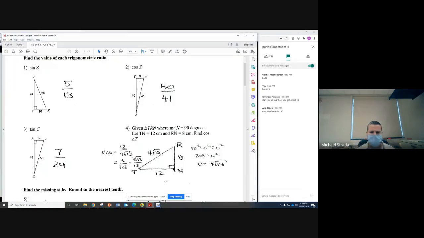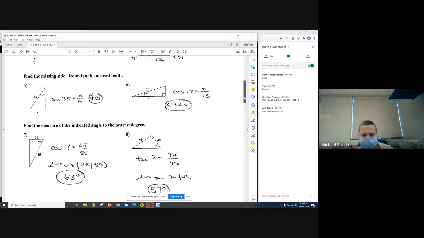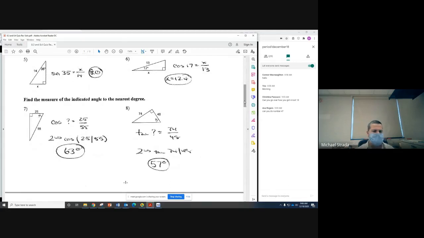So we got 1 through 4 covered. Now we're looking at 5, 6, 7, and 8. In 5 and 6, you're finding the side length. In 7 and 8, you're finding the angle. For the quiz on Monday, you will need to show the ratio equation you used. Everything that's shown is what you need to show. In 7 and 8, you don't need to include the question mark. We're going to walk through what you do in a moment. But there's 5, 6, 7, and 8.